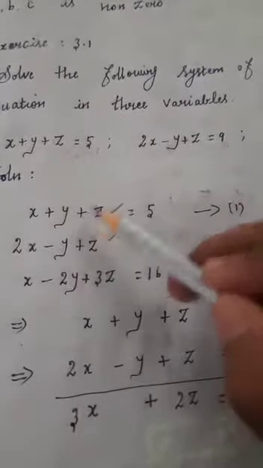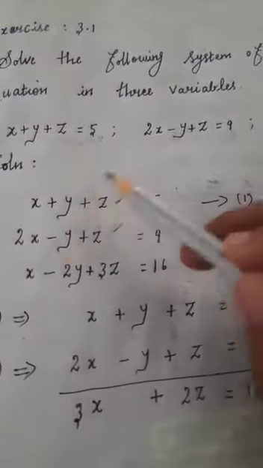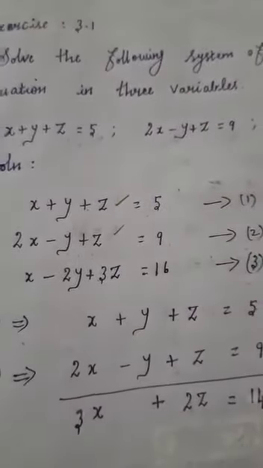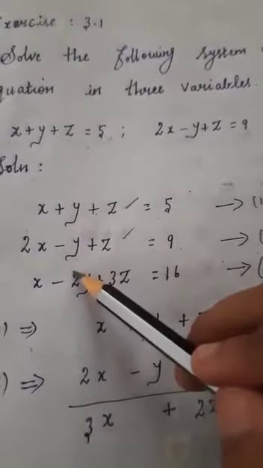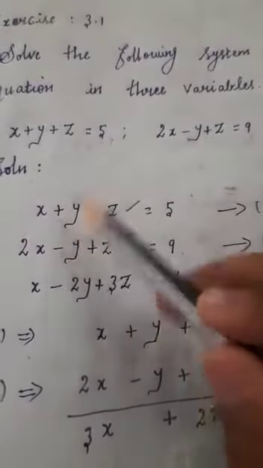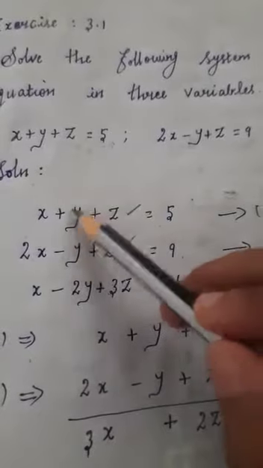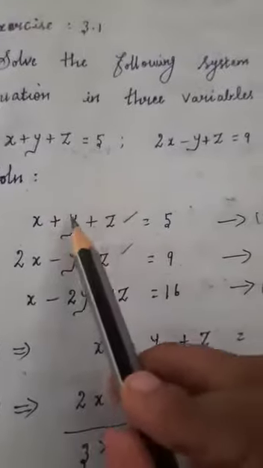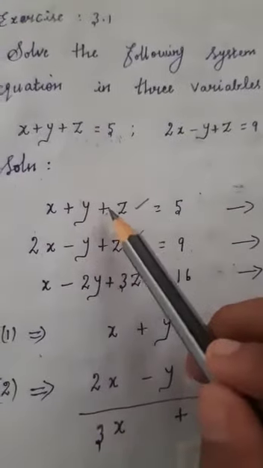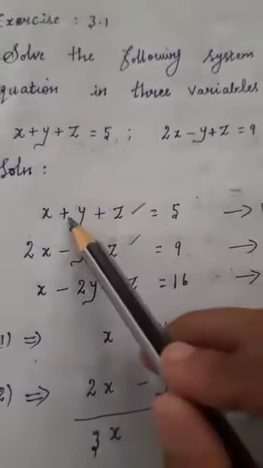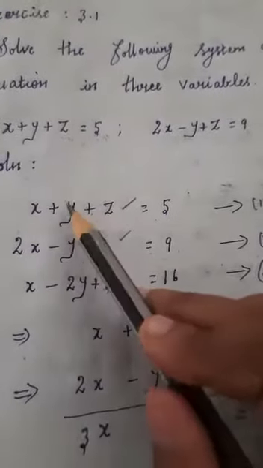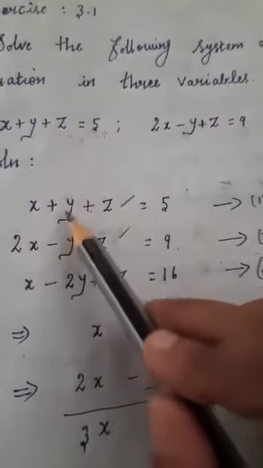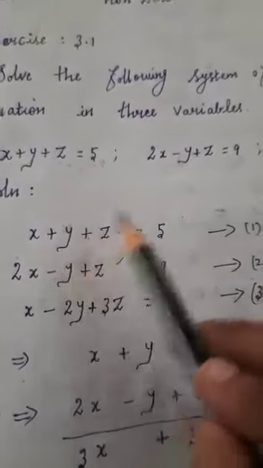Now in these equations, we need to eliminate any one variable. Any variable, x, y or z, you can eliminate. Here I am going to eliminate the y variable. We already know how to eliminate: if the numerical coefficient of that variable is the same, we can eliminate that variable. So here we are going to eliminate the y variable from the first and second equations.